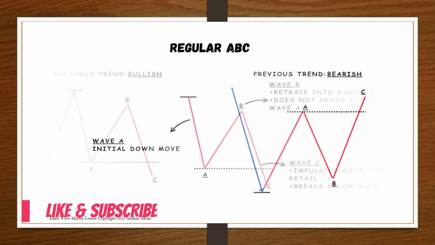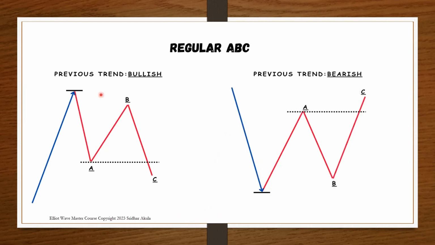All right. So in a regular ABC, if the previous trend is bullish, this is what it looks like. Okay, your ABC, this is what it looks like. If your previous trend is bearish, the market is falling down, your A, B, C correction looks like this. So the rules apply the same for both.